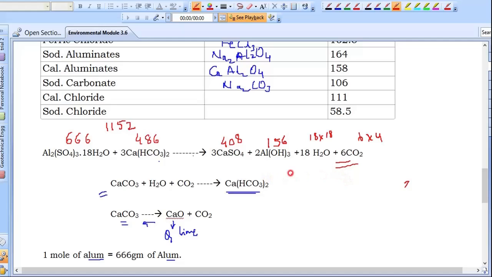Like that we need to work for these two equations also. That I will explain in the problems. Okay.